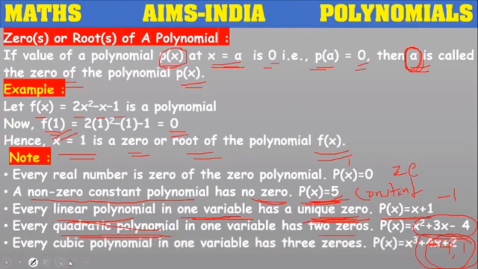So in a similar way, for a cubic polynomial also, if we solve any kind of cubic polynomial, it will have 3 zeros. So these things are very, very important. We have to keep them in mind.